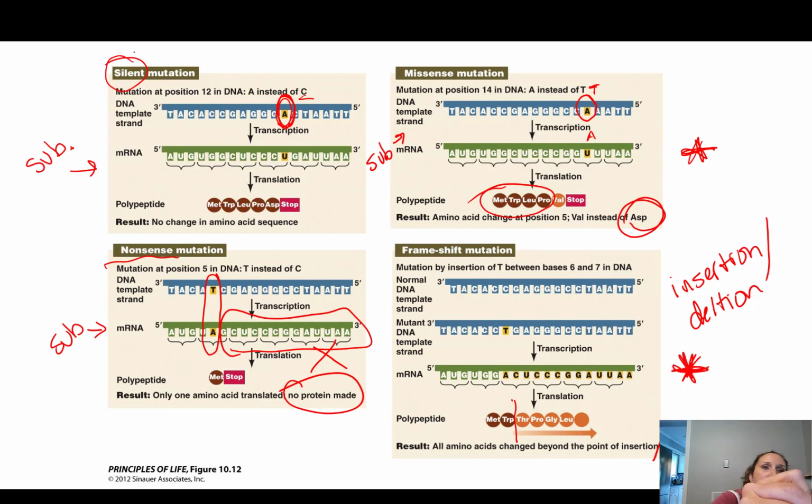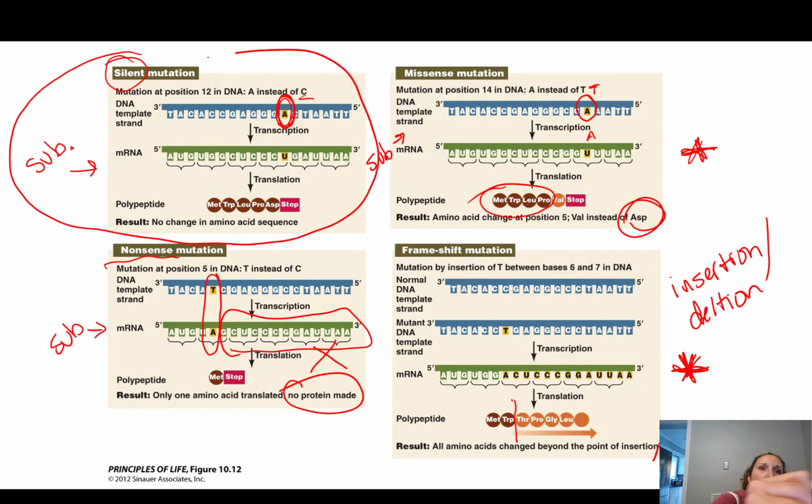All right. So a silent mutation is the only one that's not really going to make any difference. Okay. Also, another thing, just a side note, is that mutations that happen in introns, because introns are not coded for proteins, don't make any difference. So that would also be an example of a silent mutation.